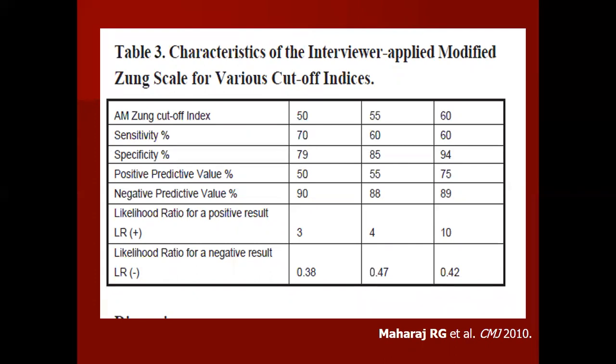If your goal, though, was to rule in depression, and I don't care about people who are not depressed, I just want to make sure everyone I diagnose with depression really has depression, because I'm going to put them on antidepressants that can make them sick, then you might say, I want to be sure a real person really has depression. I'm going to go with a cut point of 60, because that one produces the highest specificity. Right?